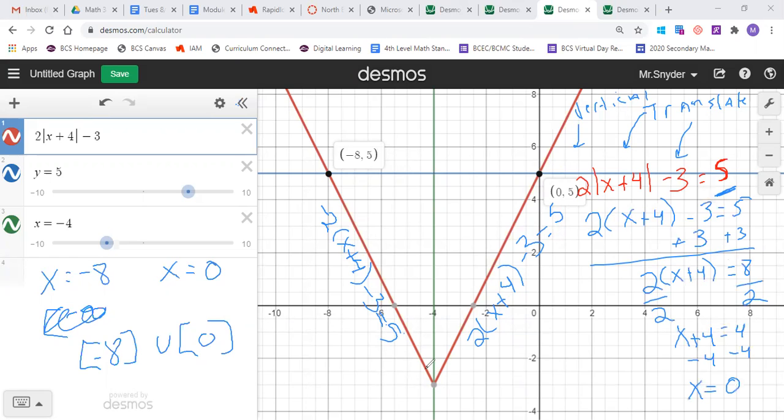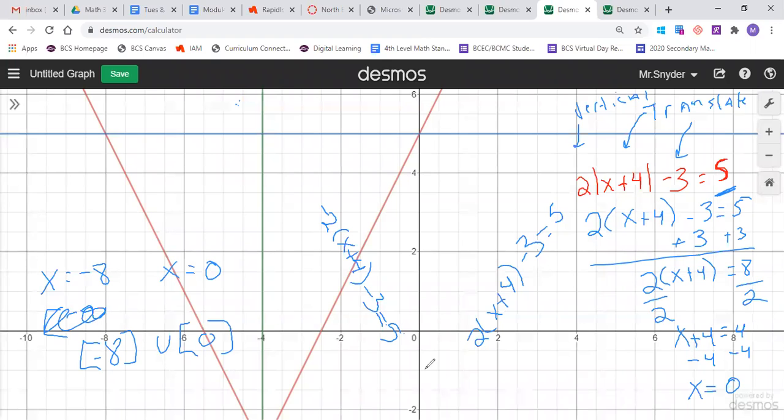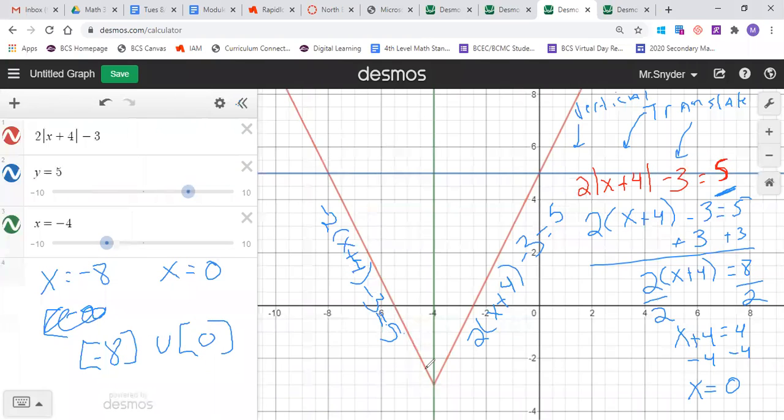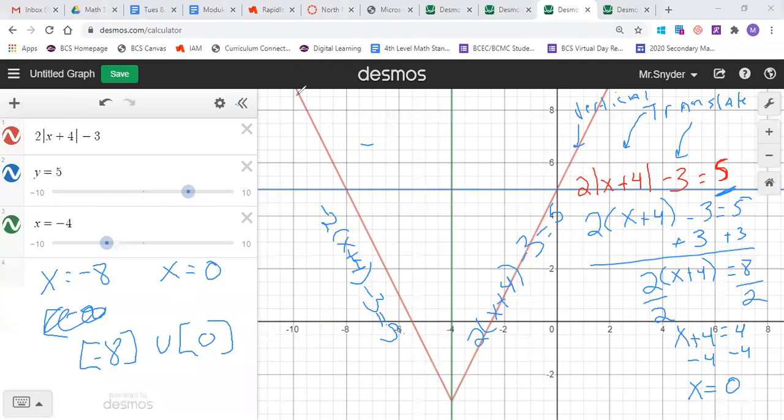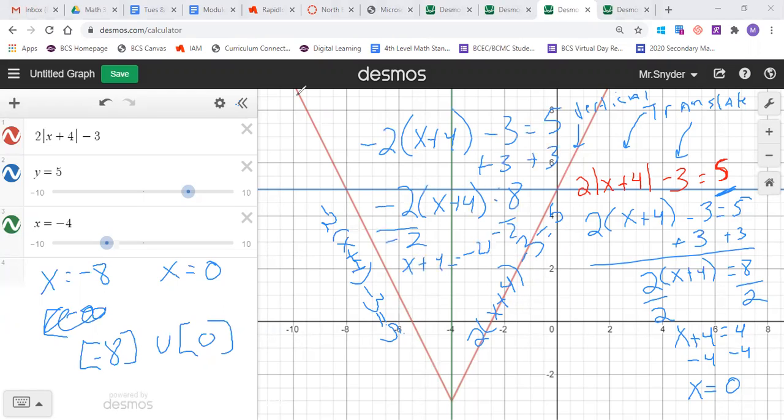And then we can go ahead and take this other one and solve that one. Oh, that kind of messed with it. And I'll just solve that in another location. So let's take -2 parentheses x plus 4 minus 3 equals 5. Add the 3. Divide by -2. 8 divided by -2 is -4, and then subtract that 4 over. So we end up with x equals 0 and x equals -8.